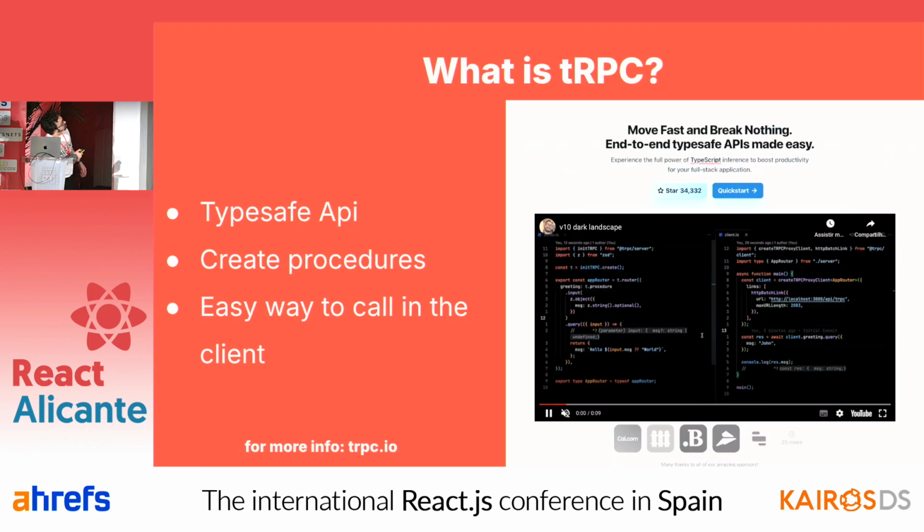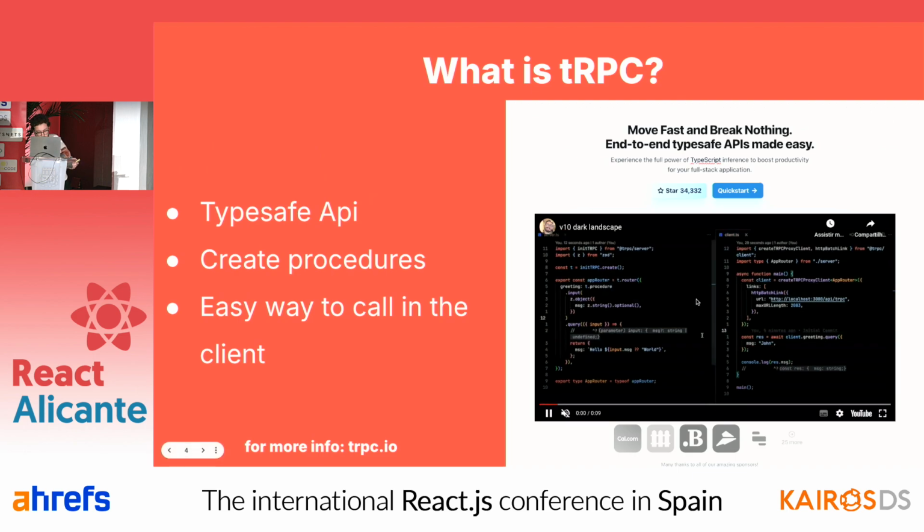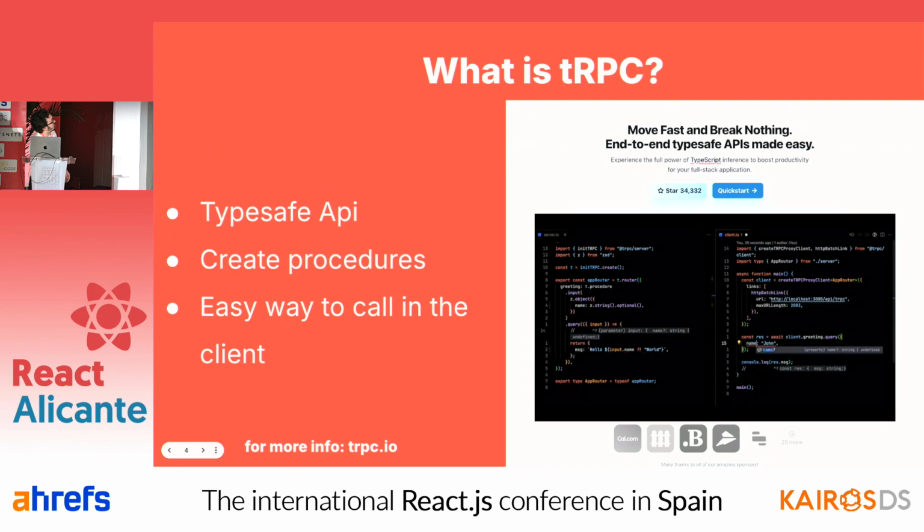So, what is tRPC? You'll see this really nice video play on replay a lot of the time. tRPC is a way to create a type-safe API, or remote procedure call, and it creates procedures on the server. It's quite nice. Let me play it again. Voila. You can create it on the server, and it will tell you if you do something wrong on the client. You should test it out on their website. It makes it really easy to call on the client. That's the TLDR of tRPC. It's really good. Let's move on.